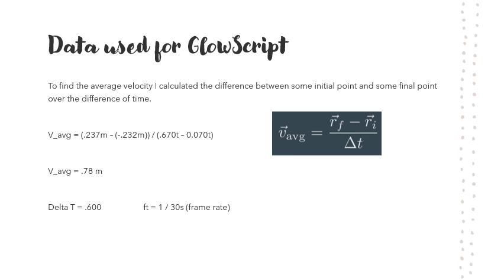So for the data used for the GlowScript, since this is a constant velocity, we're using the V average for constant velocity and finding our initial position, our final position, and our initial and final time. We find delta t is 600 milliseconds, and then V average is 78 centimeters per second, with the frame rate being 1/30.